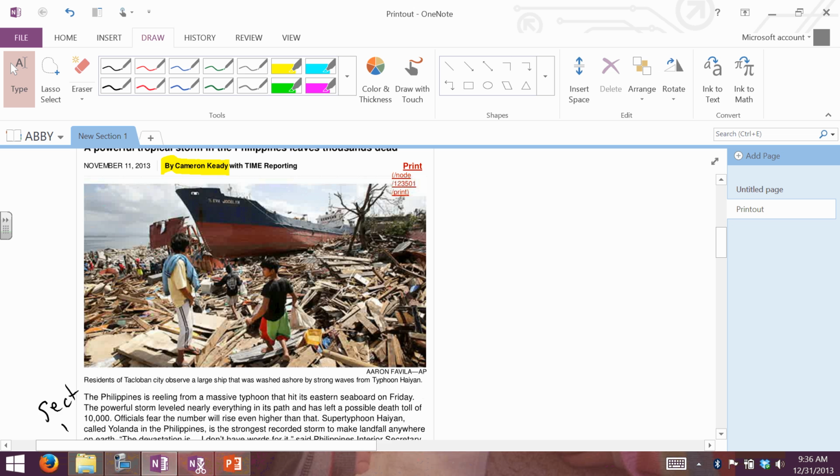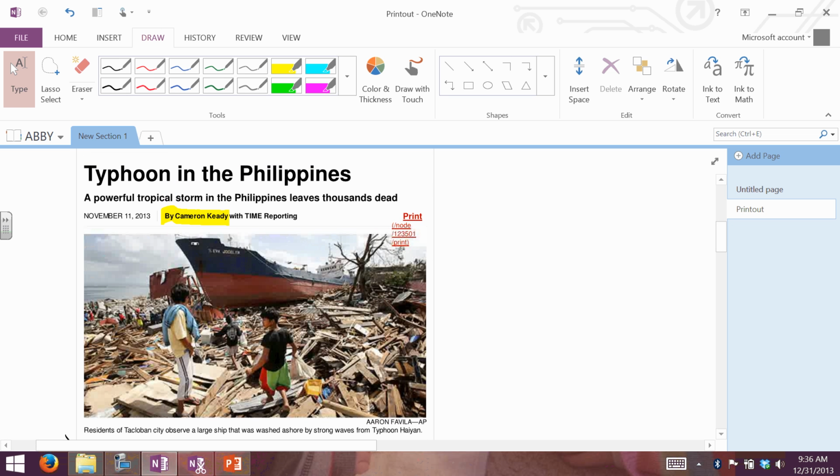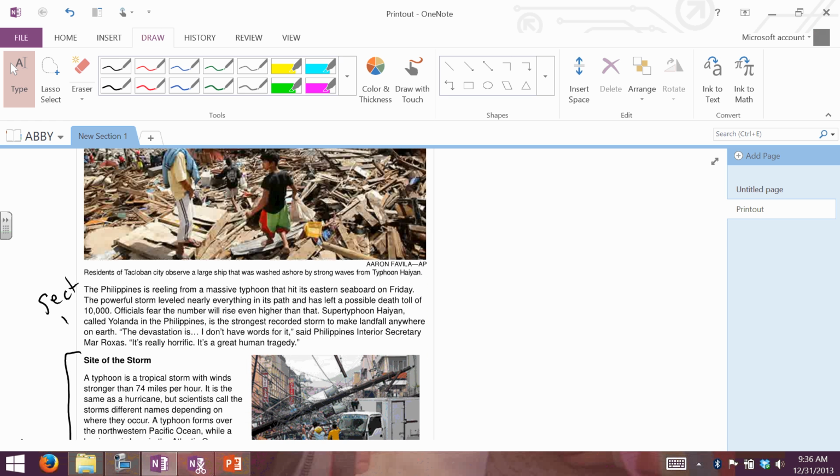Typhoon in the Philippines. A powerful tropical storm in the Philippines leaves thousands dead. So obviously this is a heads up, the title. Philippine tropical storm in the Philippines, thousands dead. So that's going to be significant. Let's continue on. From section 1, here we go.